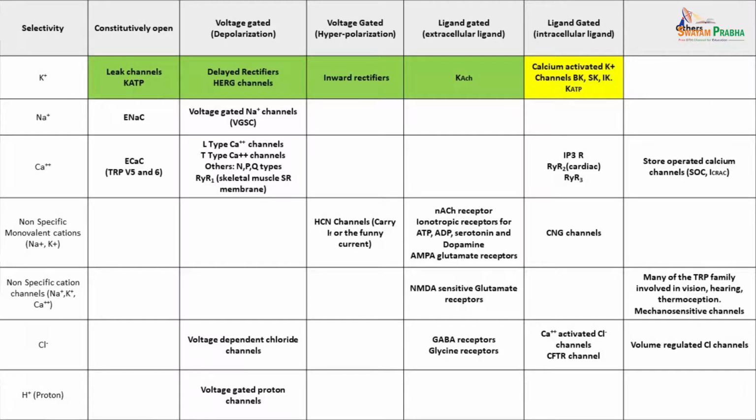So with this we have covered the inward rectifiers, the K-ACH channel and the K-ATP channel. There's one more group of potassium channels that we need to talk about, and that's the calcium activated potassium channels, which are ligand gated channels but are gated by an intracellular ligand, and this ligand here is calcium. So these are calcium activated potassium channels.